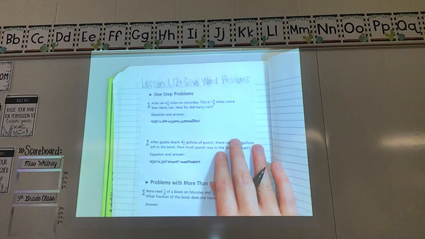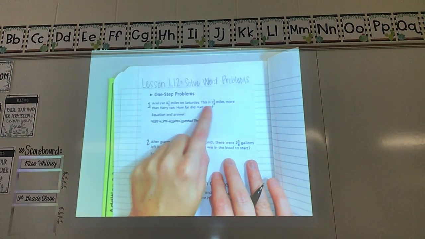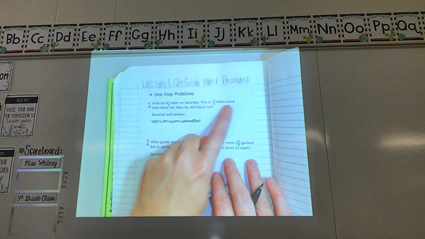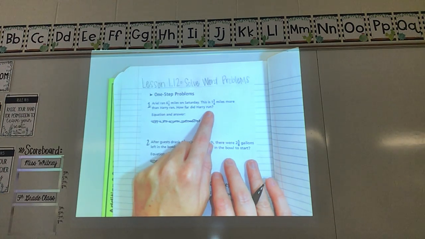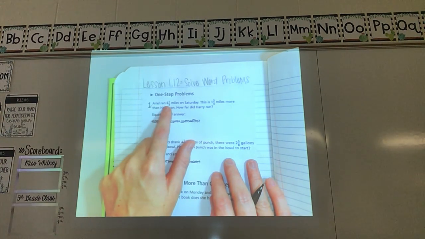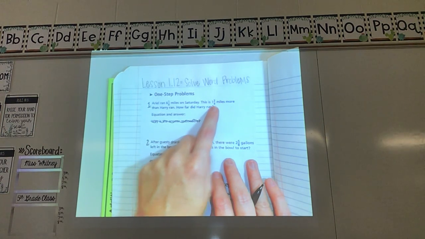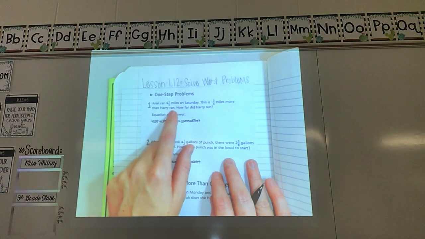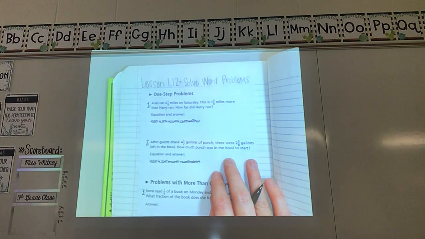Number 1 says, Ariel ran 6 1/4 miles on Saturday. This is 1 3/4 miles more than Harry ran. How far did Harry run? I'm going to read that again. I want you to think, should we add those or subtract those to figure that out? Ariel ran 6 1/4 miles on Saturday. This is 1 3/4 miles more than Harry ran. How far did Harry run? What are we going to do with those numbers? Are we going to add them or subtract them?